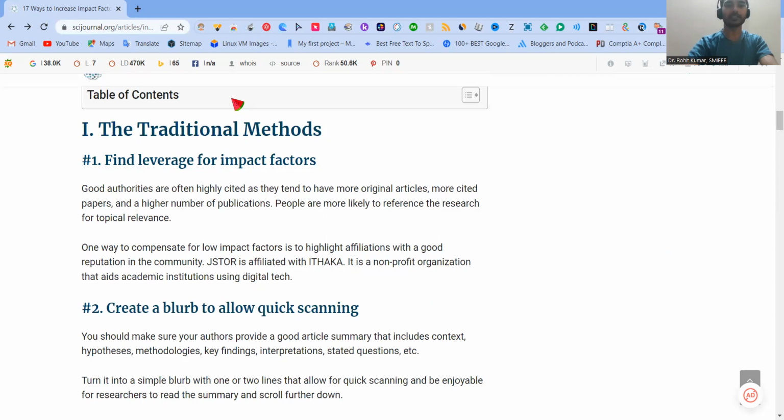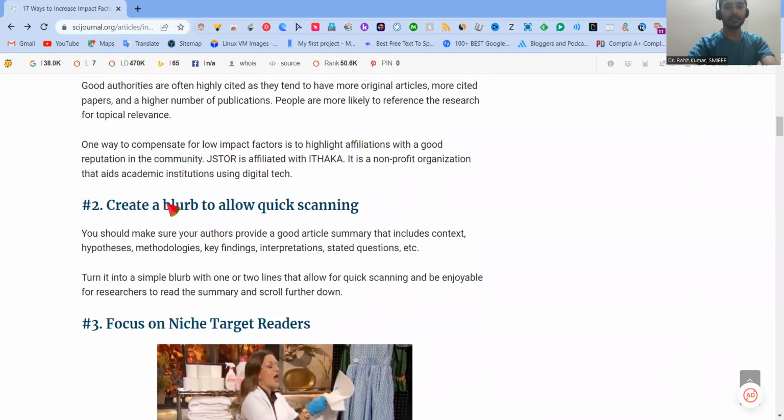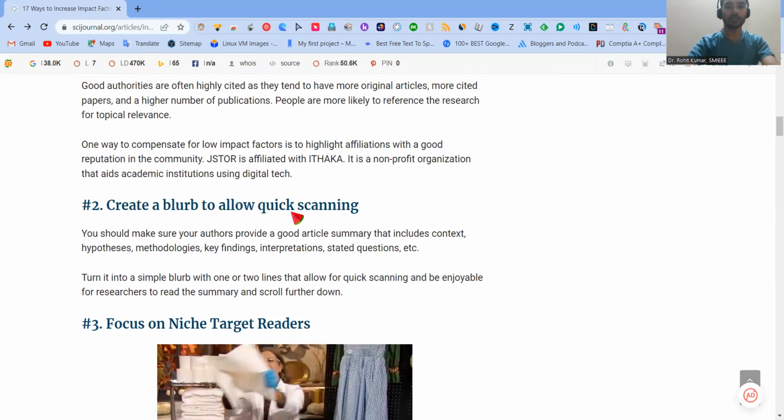In the traditional methods, they are saying that you need to find the leverage for impact factors. It means that normally good authorities are often cited, as they tend to have more original articles, more cited papers, and a higher number of publications. So people are more likely to reference their research for topical reference. So that is the first point. You need to find the right sort of leverage, and then it may contribute to the impact factor.